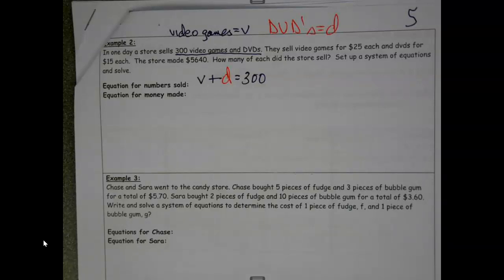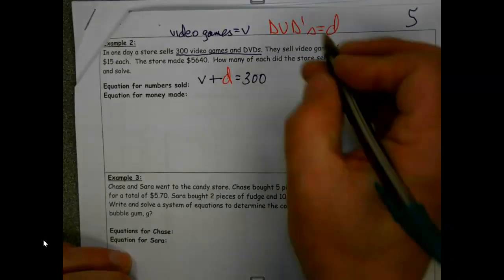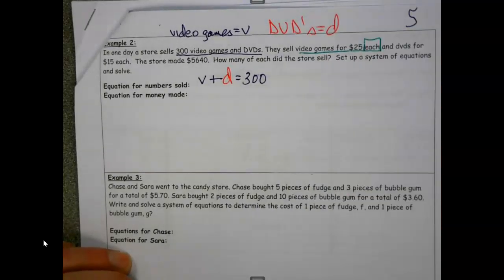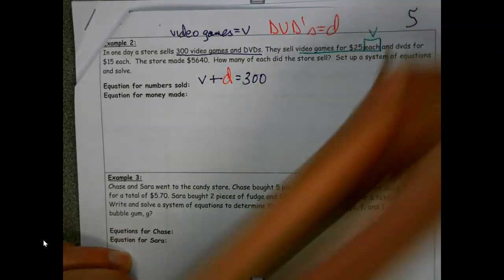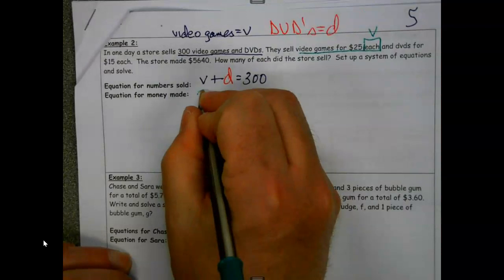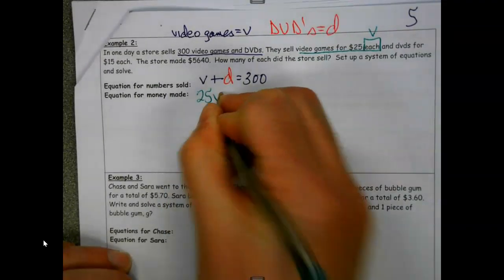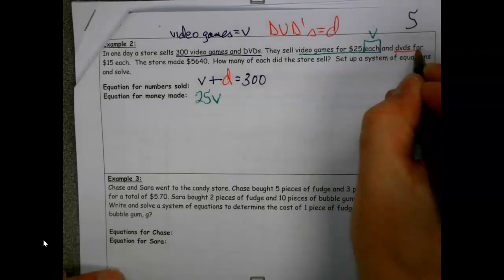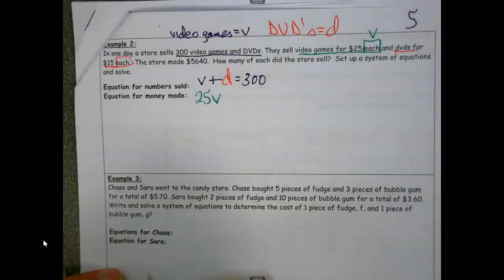Then I go to the next sentence. They sell video games for $25 each. So money made. $25 for each video game. Money times the number of them. And DVDs for $15 each.